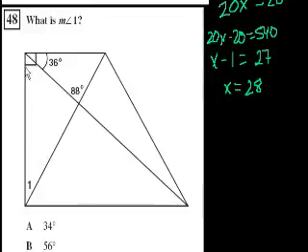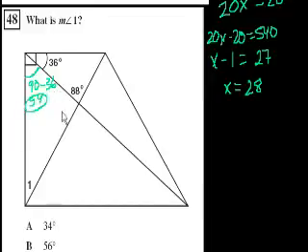This is 36 degrees. They tell us that this whole angle right here is a right angle. So this angle right here is going to be the complement to 36 degrees, right? 36 plus this angle have to be equal to 90. So this one is 90 minus 36, which is what? 54, right? That's going to be 54 degrees.